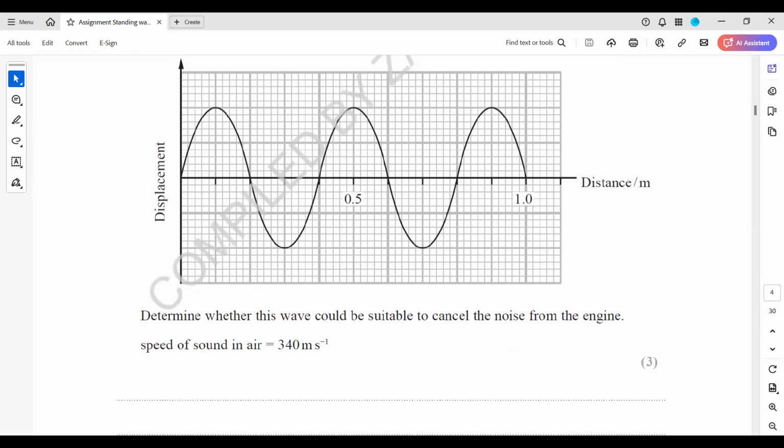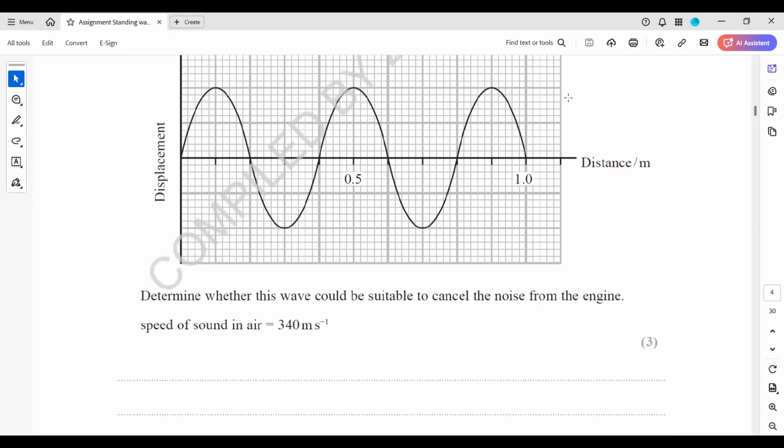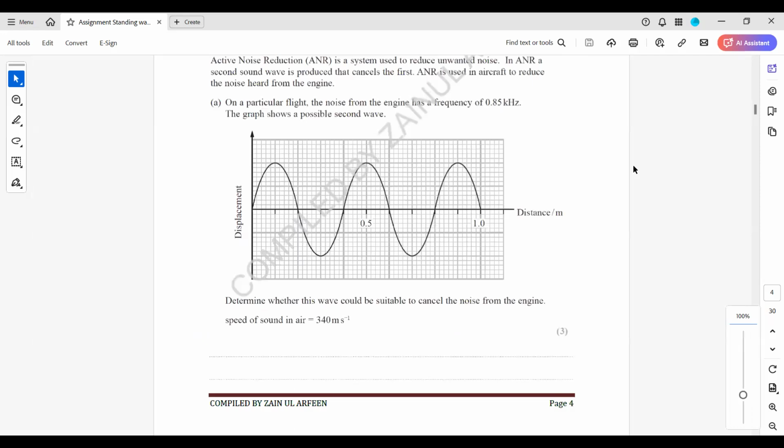So what we can do first is work out the wavelength which is produced, because we must determine whether this wave would be suitable to cancel out the noise from the engine. The engine has a frequency of 0.85 and the speed of sound is given. So what is the wavelength produced by the engine that we first find? So v is equal to f lambda. So lambda will be equal to v divided by f. The engine is producing a sound wave with a speed of 340 and the frequency of the wave is 0.85 kilohertz.